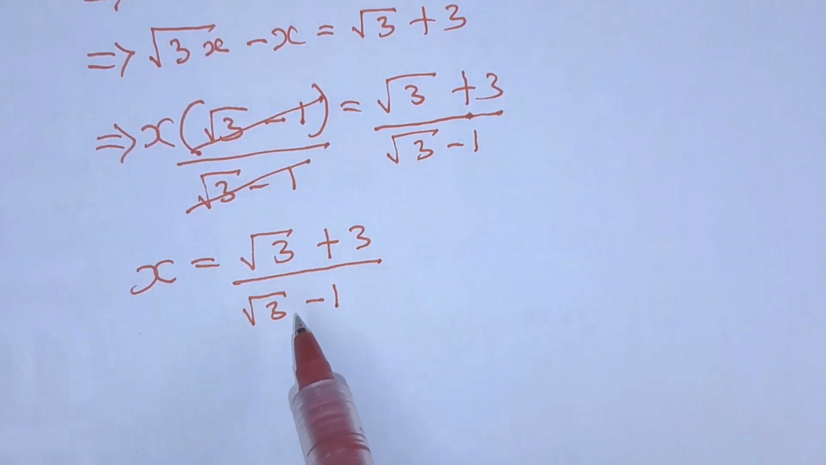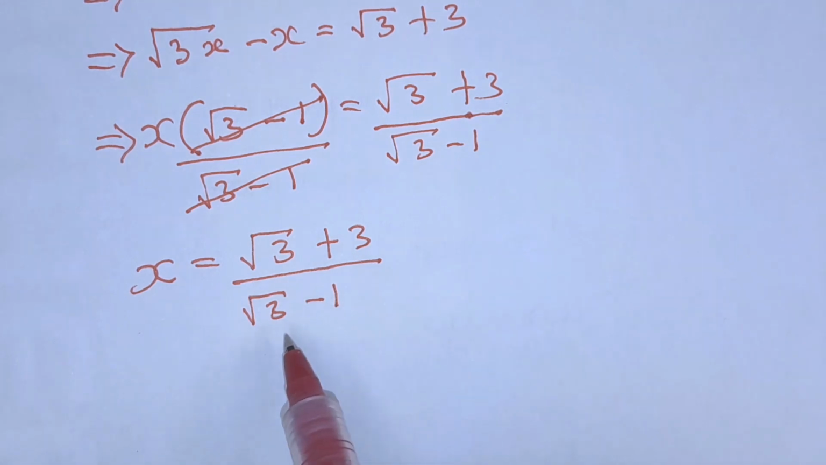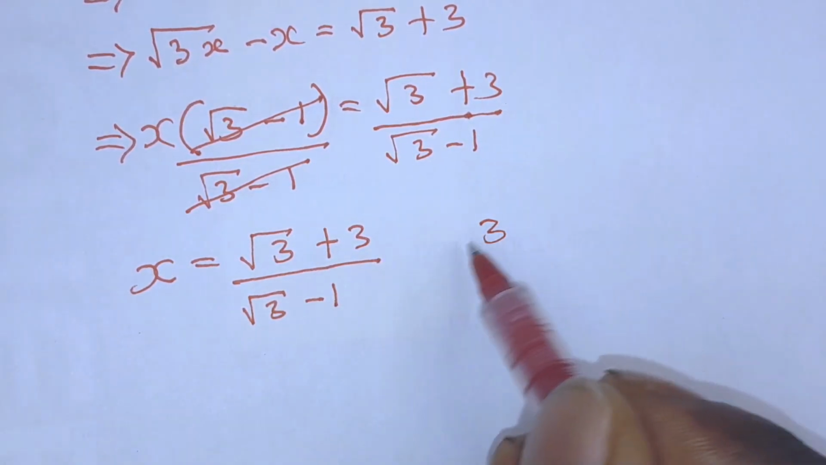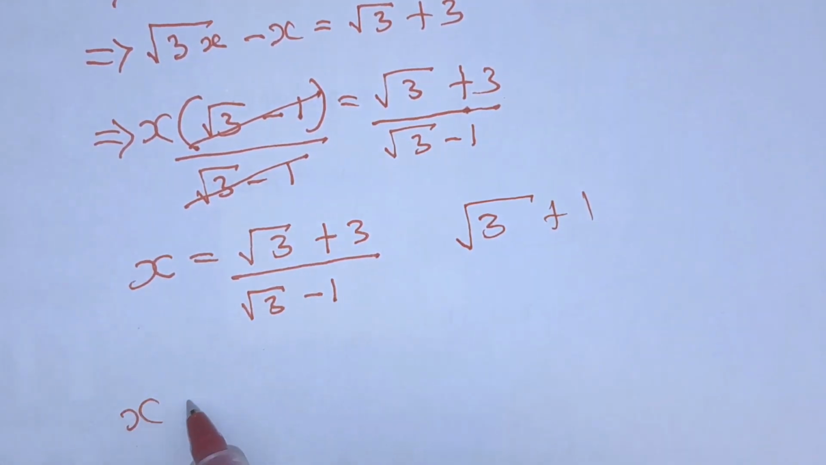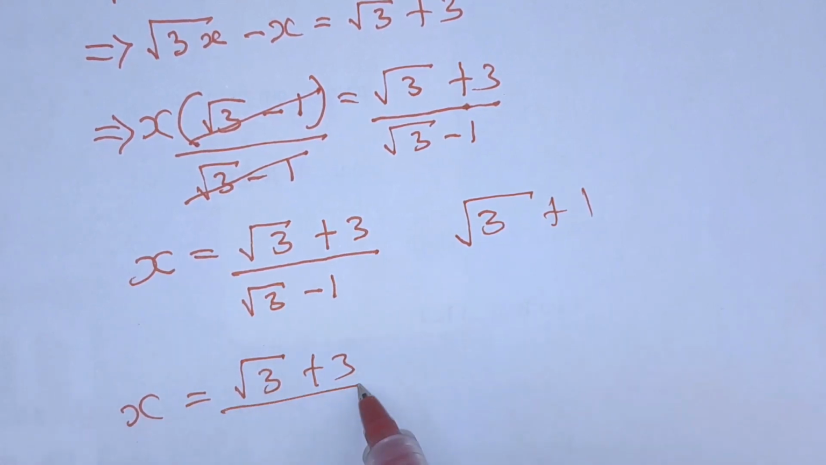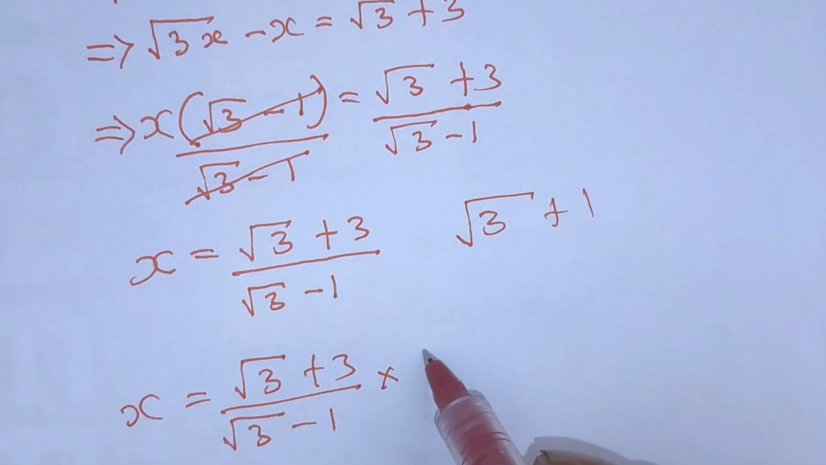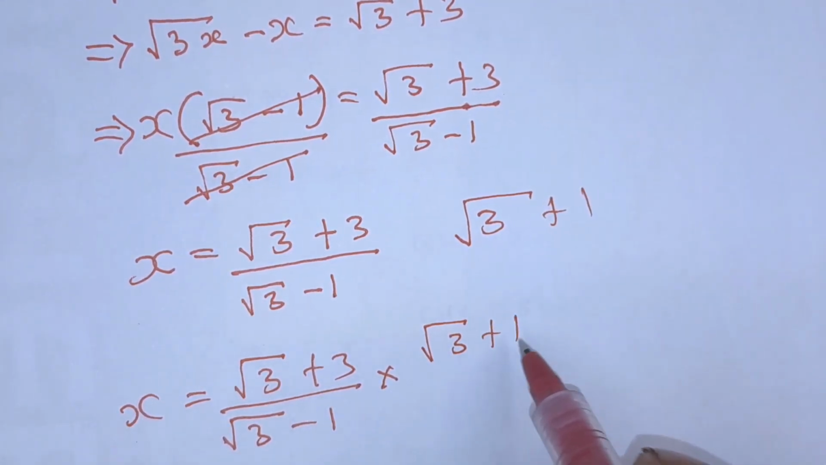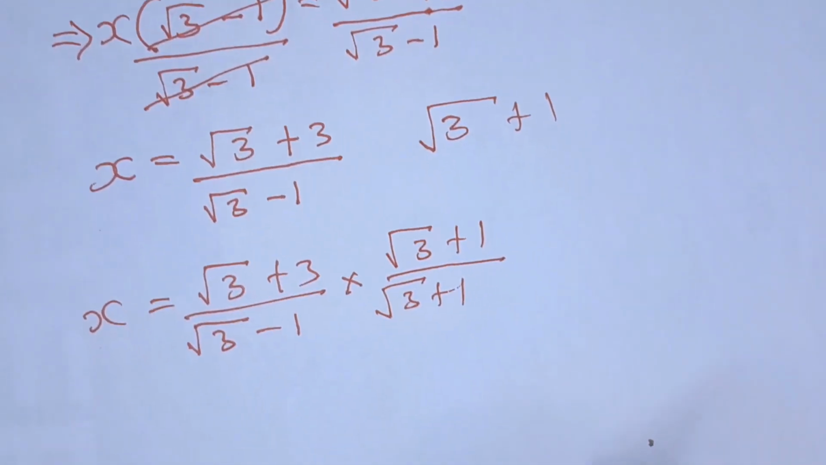Now, from this step, we can rationalize. So to rationalize, you can multiply top and the bottom by root 3 plus 1. Therefore, x is equal to root 3 plus 3 over root 3 minus 1, multiplied by root 3 plus 1 over root 3 plus 1.